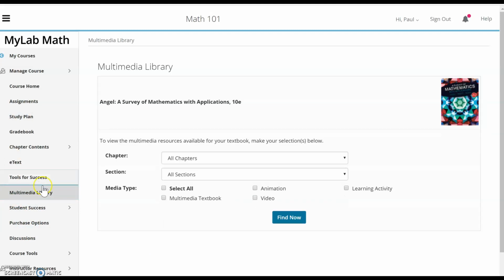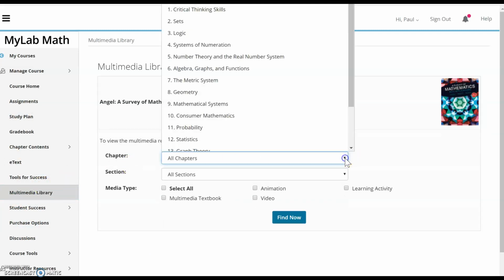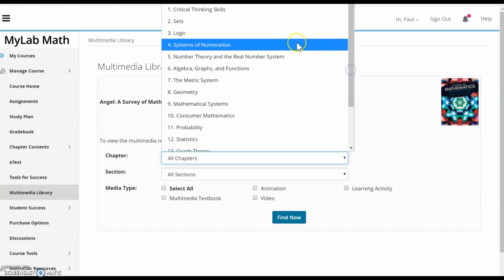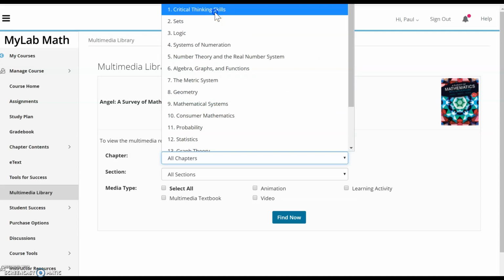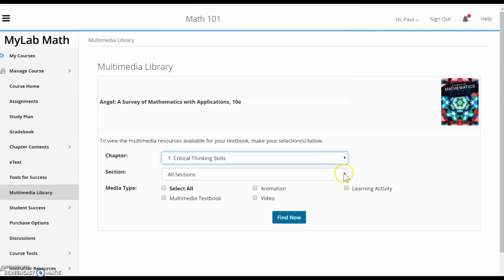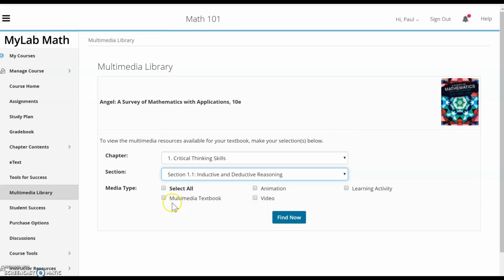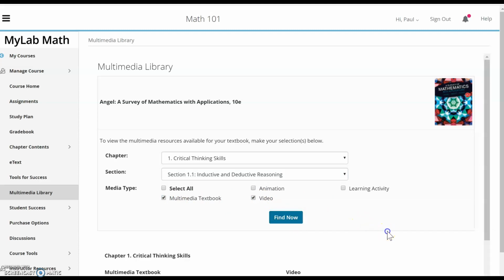So let's go to the multimedia library. The sections we were interested in was Chapter 1, Section 1, Chapter 2, Section 1. So let's go to Chapter 1. Let's go to Section 1. Let's go to the multimedia textbook and do videos at the same time. You'll have to scroll down to see this usually.